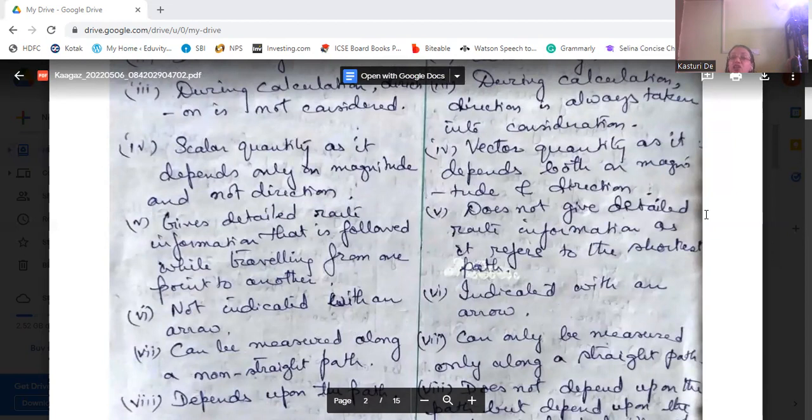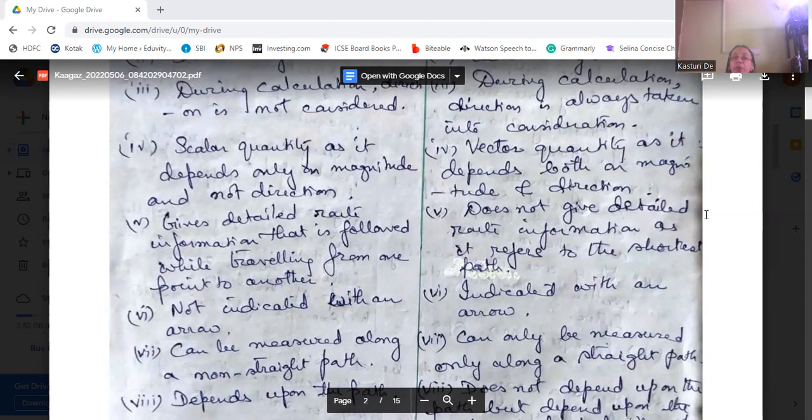Distance gives detailed route information that is followed while traveling from one point to the other, whereas displacement does not give the detailed route information, as it refers to the shortest path. That's why it does not give the detailed route information. Distance is not indicated with an arrow, whereas displacement is always indicated by an arrow.